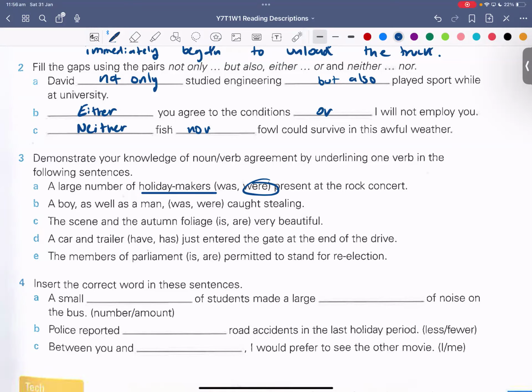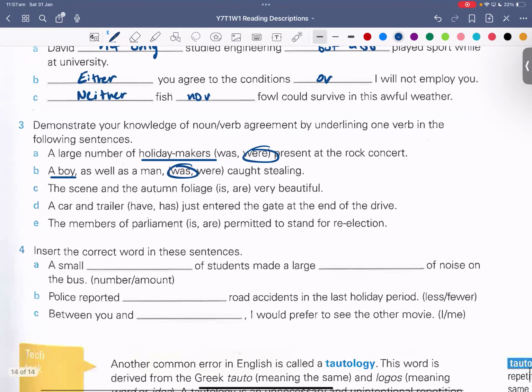We'll go from the back again. A boy as well as a man. Boy as well as a man was. So what is the subject? That's singular because you chose a singular word. What was the subject? The subject is stealing. Stealing is a verb, but who is was referring to? Like what is was referring to? Yes. So there's one boy, so we use a singular agreement.